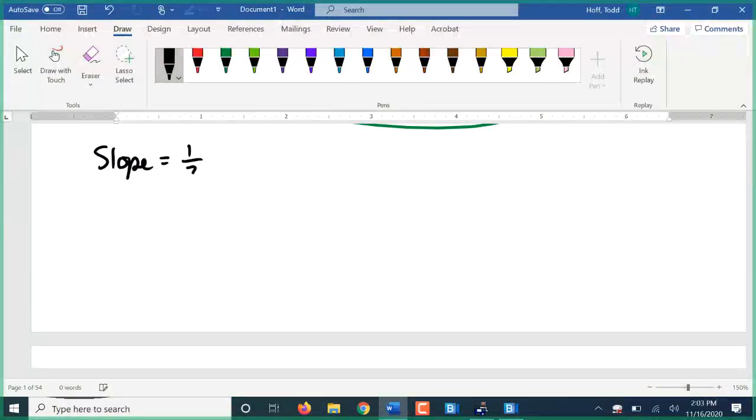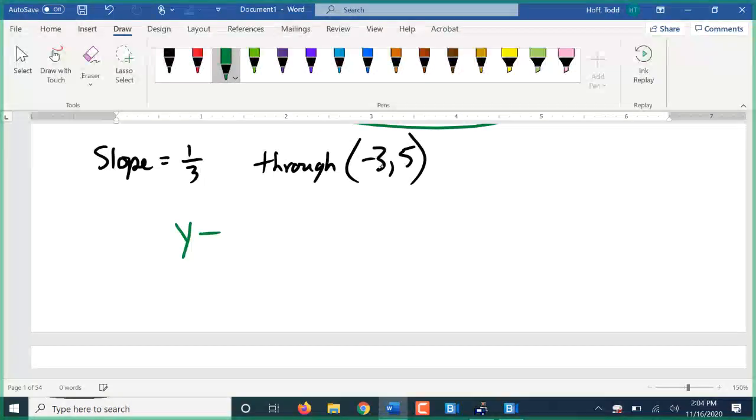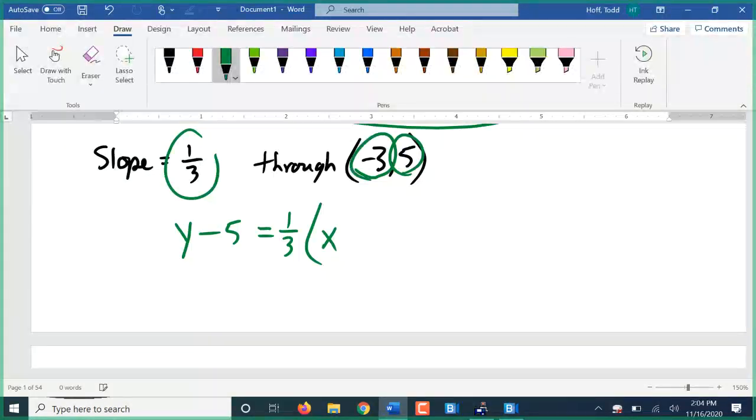Let's say I have a slope of 1/3 and it goes through the point (negative 3, 5). My equation, y minus y1 will be, well, y1 will be 5, that's the y-coordinate, equals my slope of 1/3 times x minus x1. Now, x1 is a negative 3. Minus a negative becomes plus a positive. So it'll look like that.